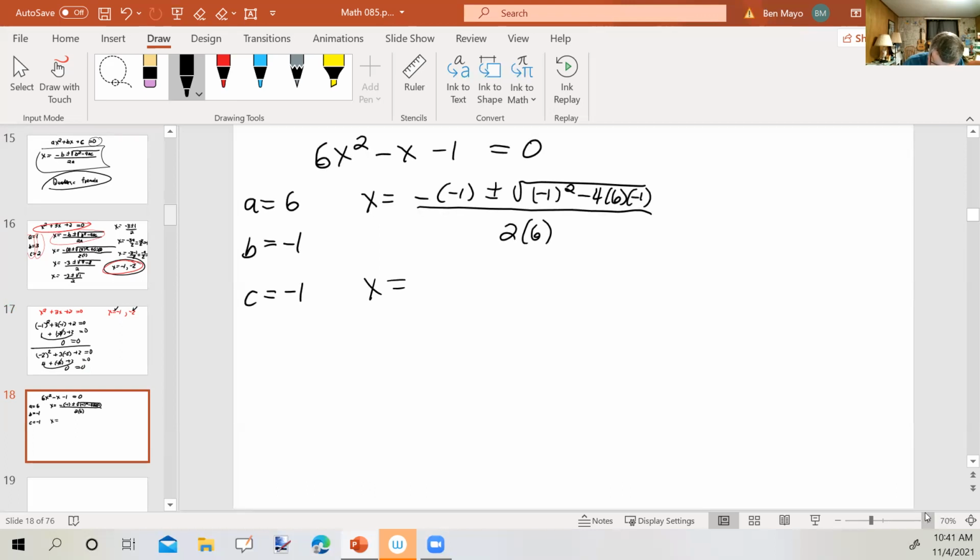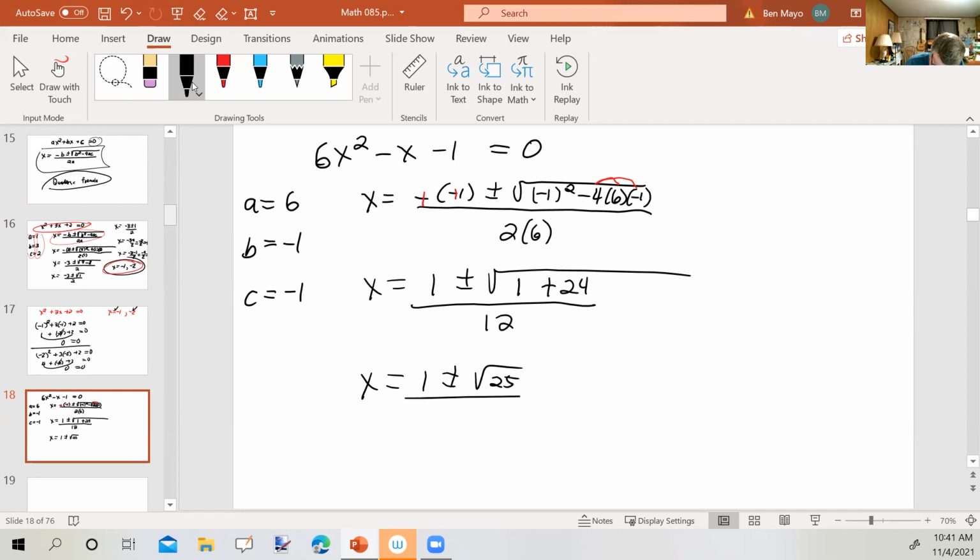X equals +1, because a negative times a negative would be a positive, plus or minus the square root of -1, the quantity squared is 1, and then -4 times 6 would be -24, times a -1 would be a +24, all over 2 times 6, which is 12. X equals 1 plus or minus the square root of 25 over 12. X equals 1 plus or minus the square root of 25 is 5, all over 12.